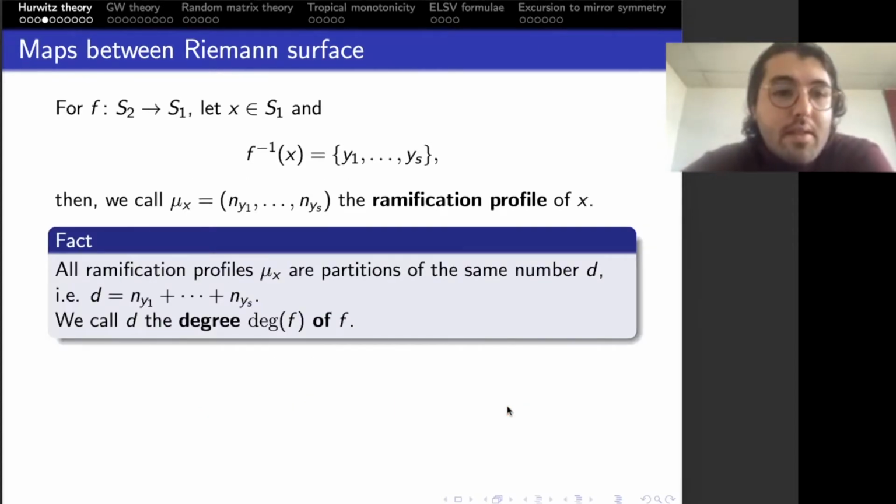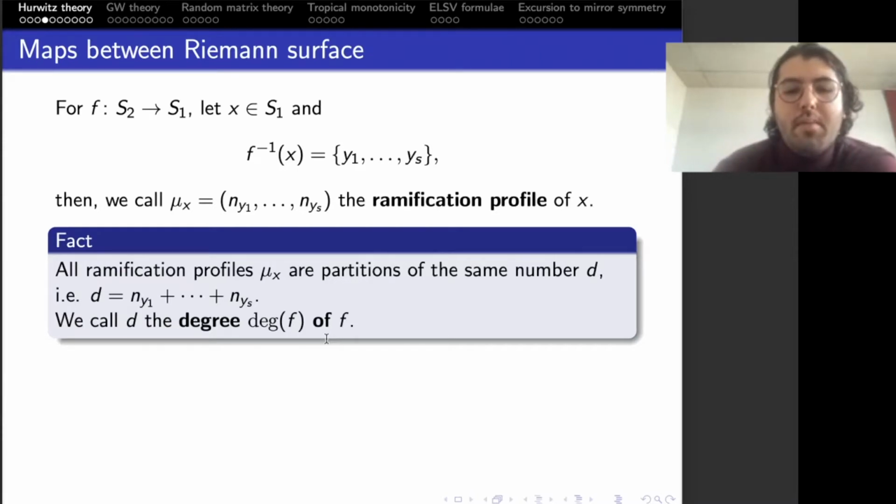The first fact is here that all ramification profiles mu_x are indeed partitions of the same number d. So if I take any x, I look at the ramification profile, and I sum over the entries, I always get the same positive natural number, that is d. And this d we call the degree of f, and we denote it by deg f.